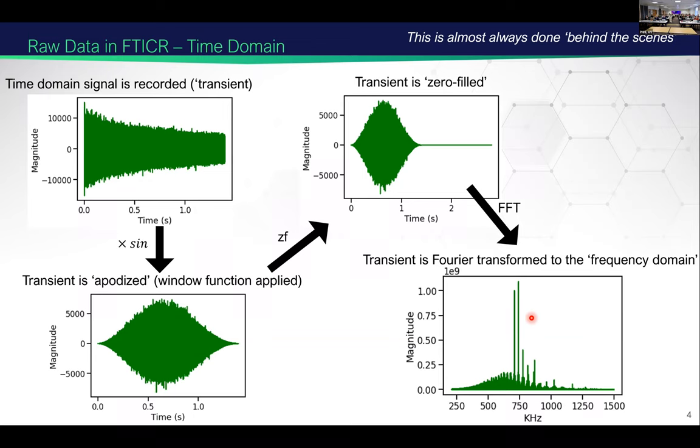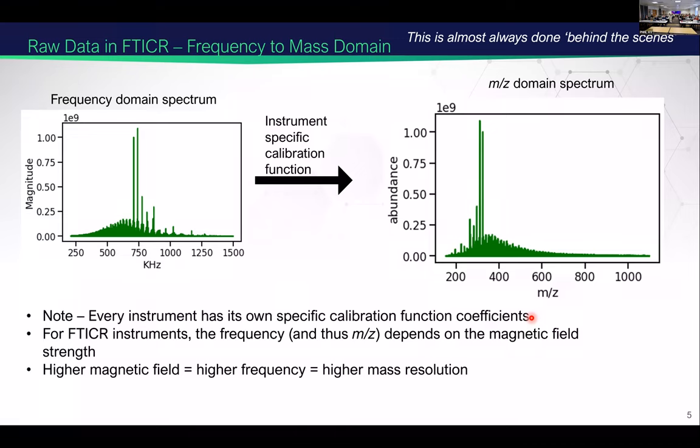This might seem a little bit abstract, but this frequency tells us about the mass to charge ratio of those ions. And the way that it does that is with an instrument-specific calibration function. So as the question this morning was asking about 7 Tesla versus other instruments, in the case of FTICR, not only do you have instrument-specific calibration coefficients, but you've got properties just like the magnetic field. Higher magnetic field, the ions move faster. They have a higher frequency. And therefore, you've got different calibration functions. But whatever function you use converts it from this frequency domain to this M over Z domain spectrum.